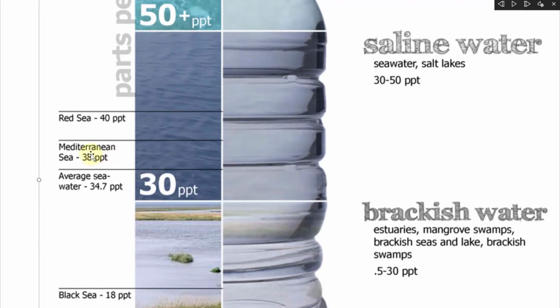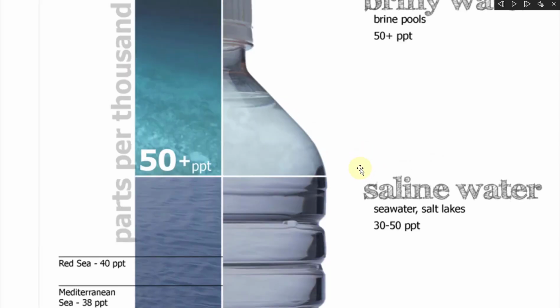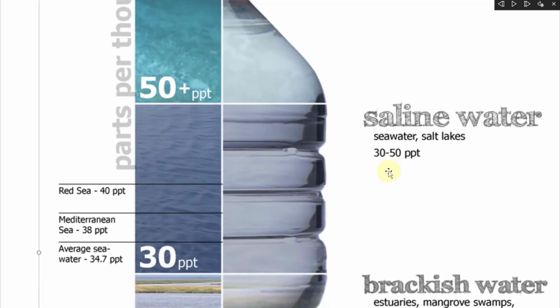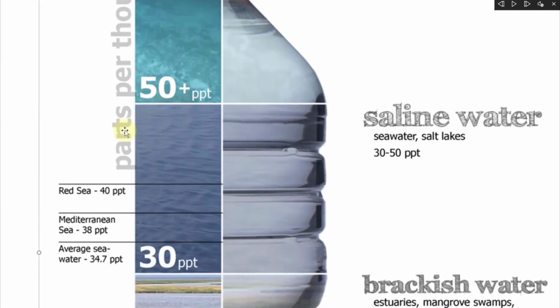And then going further, we have the Mediterranean Sea, that's 38 parts per thousand. Then you have the Red Sea, 40 parts per thousand. You have saline water, seawater, and salt lakes, that's 30 to 50 parts per thousand. So that's a lot of it, but again, it's per thousand. So it isn't that much relative to the water, but drinking water is 0.1, so you barely need salt for drinking water.